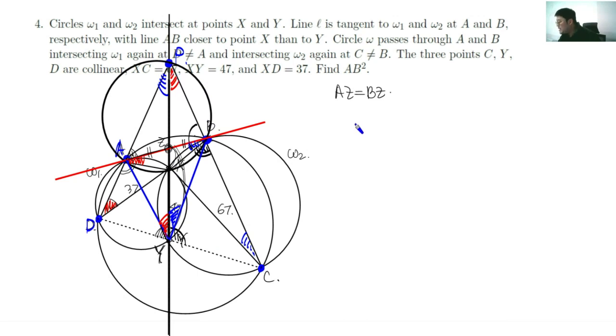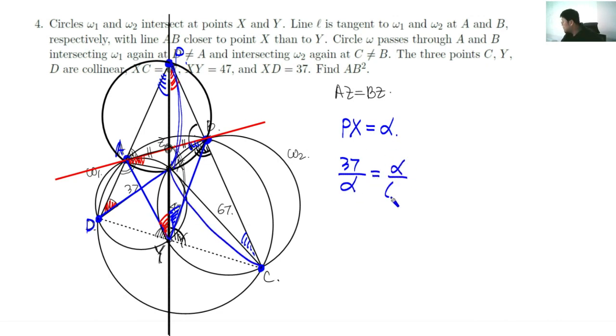So let me call PX alpha. So that's alpha. This is 37. So you know that 37 to alpha equals alpha to 67. So we get alpha squared equals 37 times 67. Check.